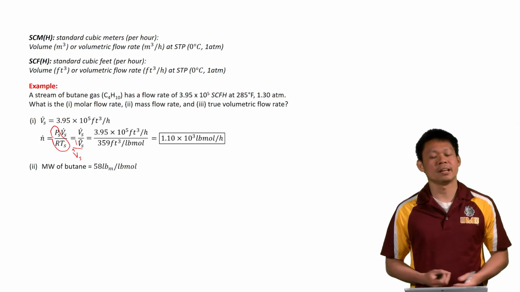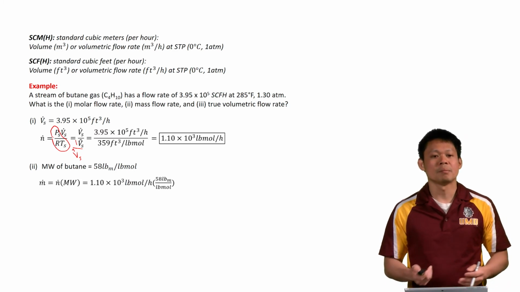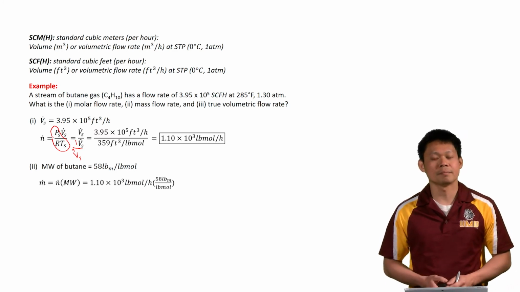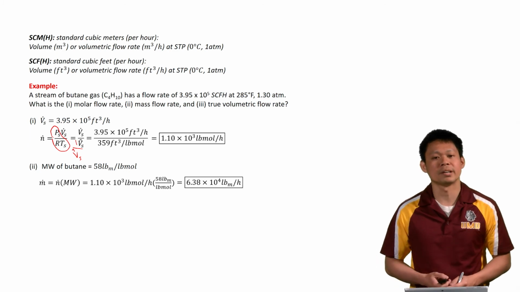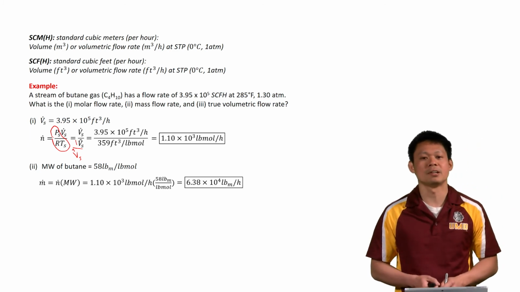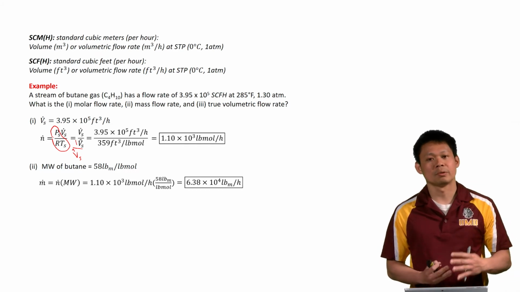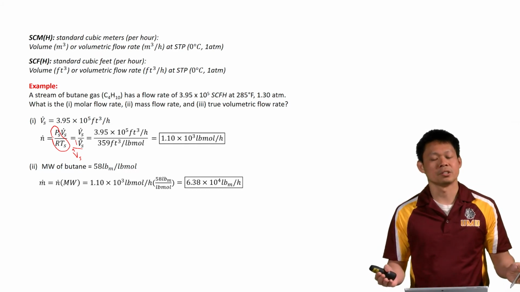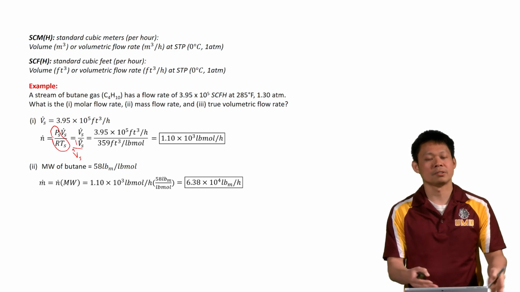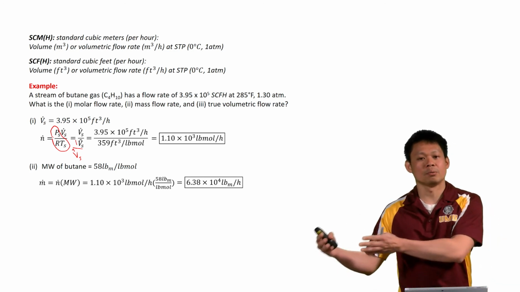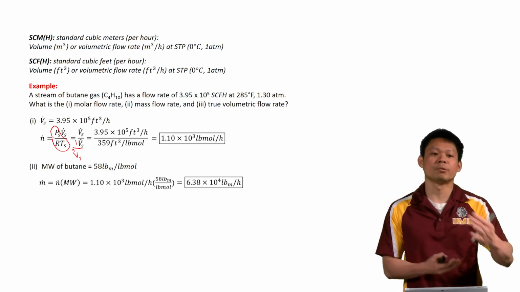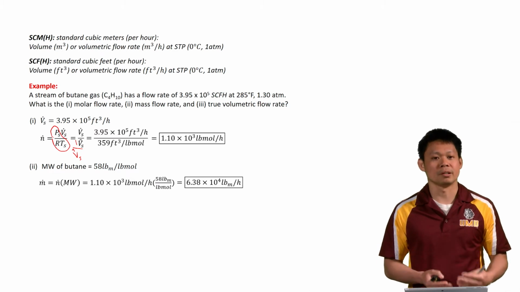The molecular weight of butane is 58 pound mass per pound mole. Multiply that by our molar flow rate, and we end up with a mass flow rate of 6.38 times 10 to the power 4 pound mass per hour. Note that the molar flow rate and the mass flow rate are not dependent on operating conditions. Whether it is at 0 degrees C, 1 atmosphere, or 285 degrees Fahrenheit, 1.3 atmospheres, the molar flow rate and the mass flow rate will not change with operating conditions.